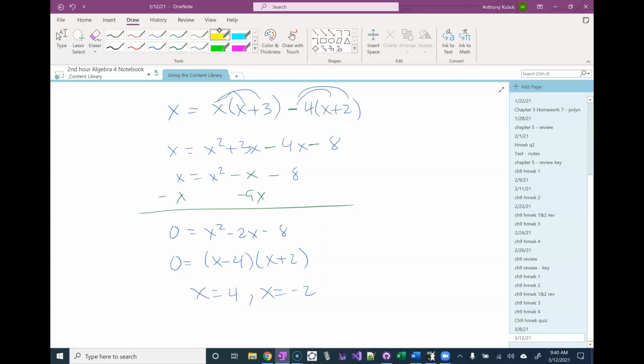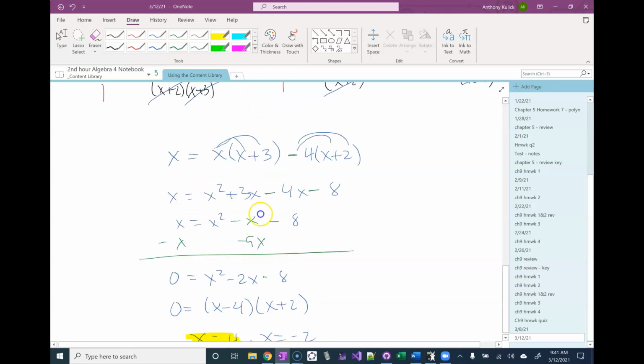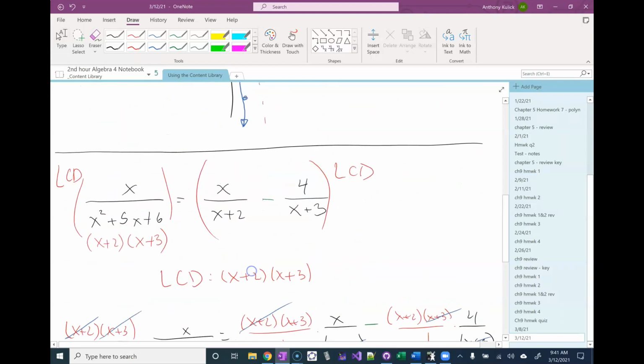Now to check for my extraneous solution, I'm going to take each answer. I'm going to start with the 4, go back to the original equation, and plug that in for x into the denominators and see if any of them give me a 0. If I plug 4 in, obviously 4 plus 2 isn't 0, and 4 plus 3 isn't 0. So the 4 is fine. Everybody good with that?